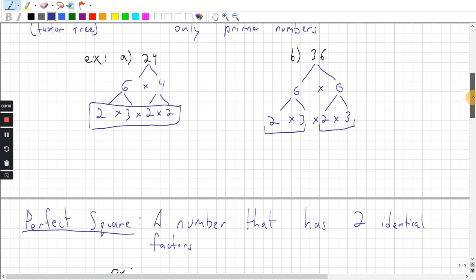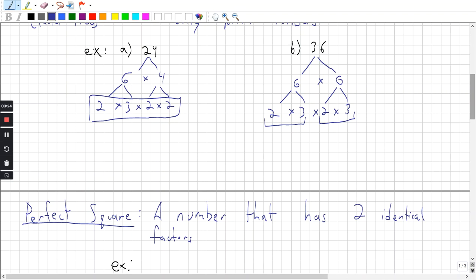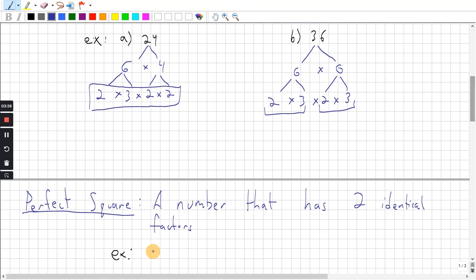Because what that leads into are perfect squares, numbers that have two identical factors. So for example, as we saw above, 36 is one of them. 36 is a number that breaks down into 6 times 6. I could look at 9 as another example that breaks into 3 times 3. You could look at 16 that breaks into 4 times 4, and so on. You can list these off fairly easily by just starting off with 1 and multiplying it by itself.